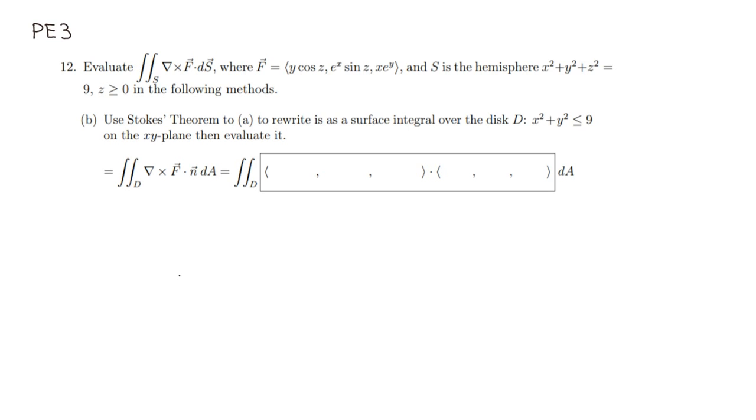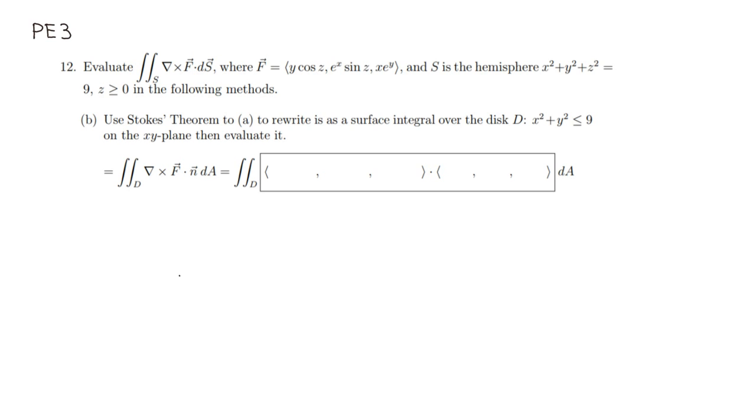Alright, let's look at practice exam 3, problem number 12, part B. Remember that by applying Stokes' theorem twice, we know we can use a different surface as long as it has the same boundary curve. In this case, originally it was a sphere with radius 3, but we can turn it into just a flat disk with the same radius.